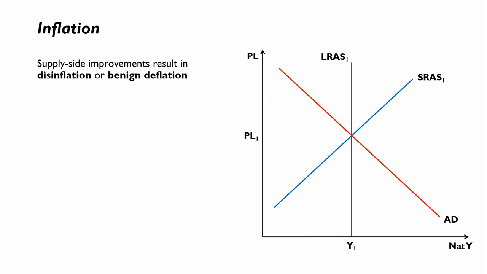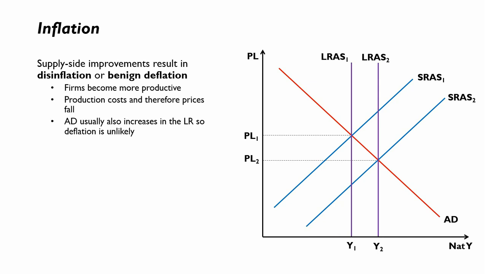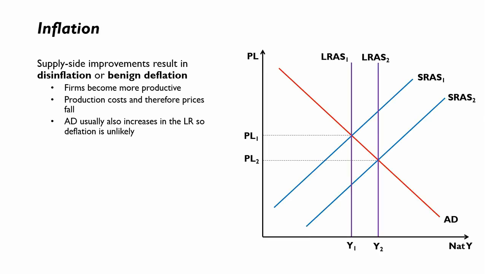What about inflation? Well, we know that supply-side improvement is going to increase our long-run aggregate supply curve, which is going to result in disinflation, or in some cases benign deflation. On the diagram it looks like deflation, but we'll normally have an increase in aggregate demand at the same time, which means we're not hugely likely to get deflation. It happens because firms are more productive and therefore their production costs and prices fall. This is likely to be disinflation, but it could be benign deflation as well.